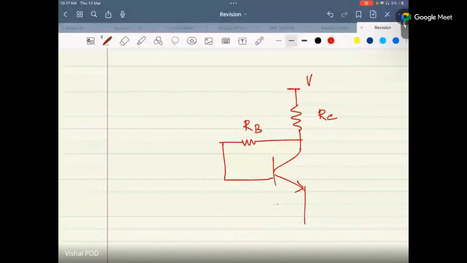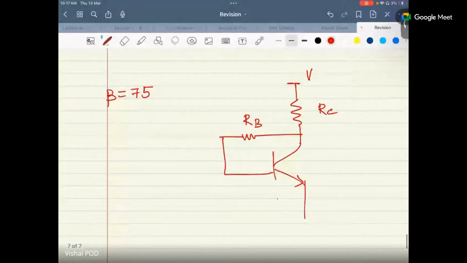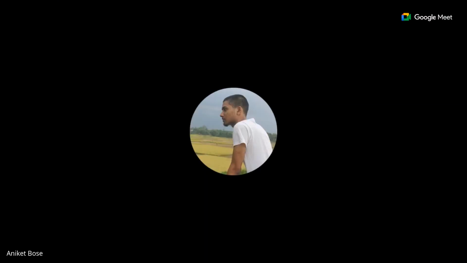Here, let's say for example you have been given beta 75, and then we will be asked to calculate, for example, this question. Beta has been given here, and let's say the voltage here is 15 volt. Did you solve this question last time? Yes, sir, we solved it in the previous session, to calculate the ratio.